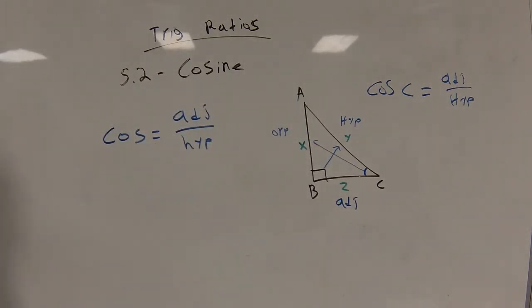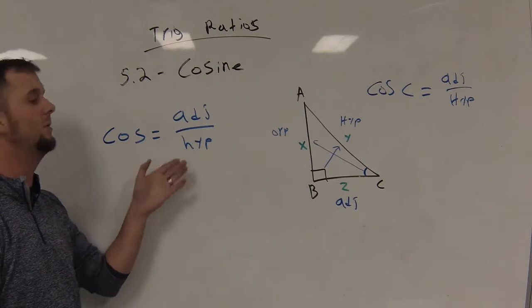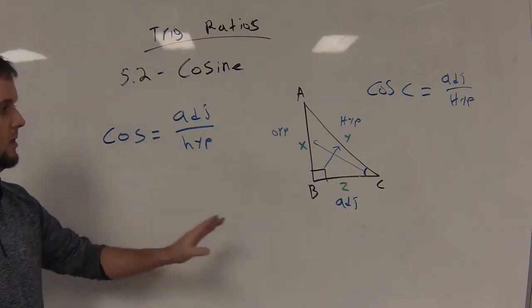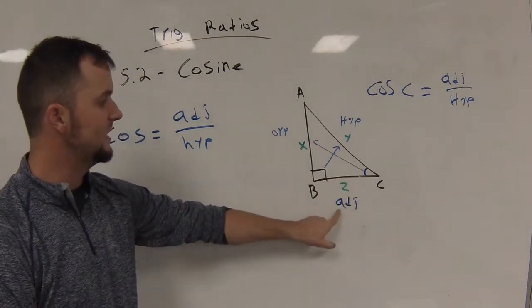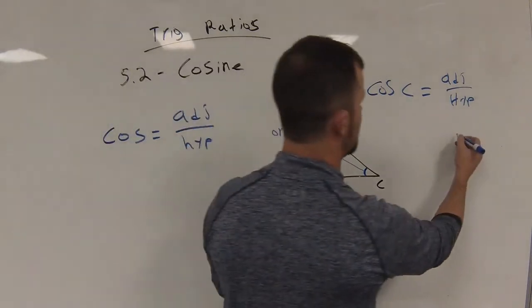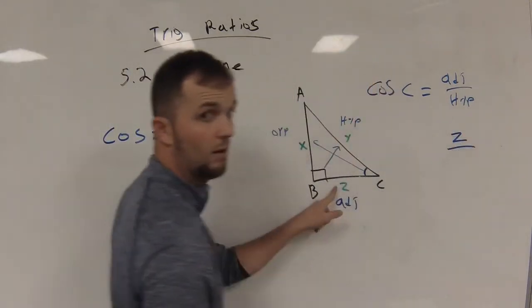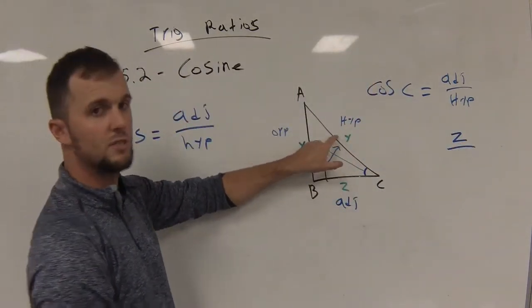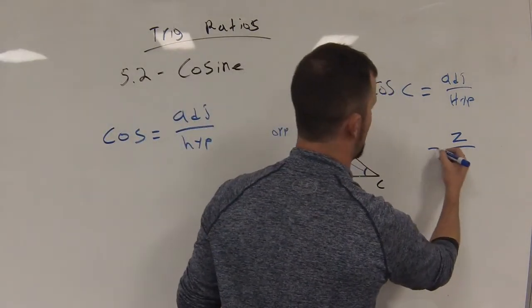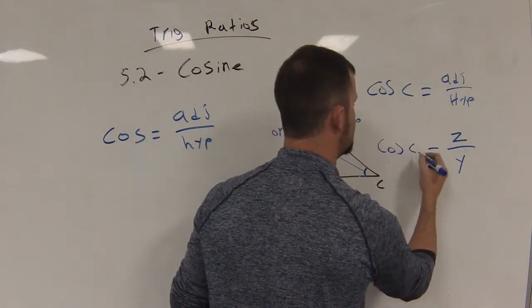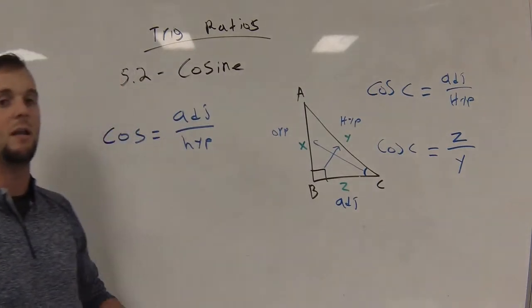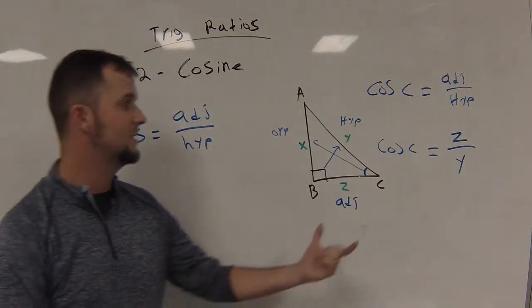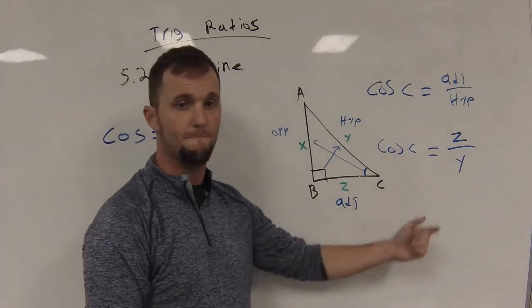So right now, ladies and gentlemen, if I wanted to use cosine, I would do adjacent over hypotenuse. So from C, the adjacent side would be Z. So I'd put Z on top if I knew that number. And the hypotenuse, of course, is going to be Y. So if I wanted to use the cosine of C, if I wanted to find angle C or I needed to find a missing measurement, this is the ratio I would use, okay?